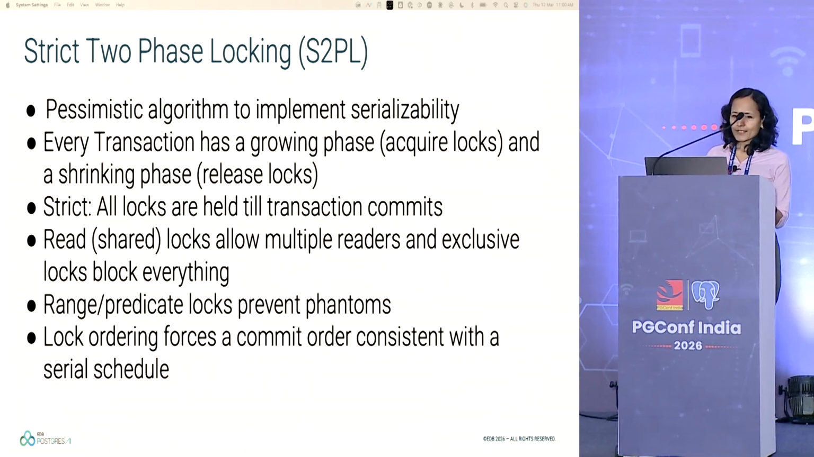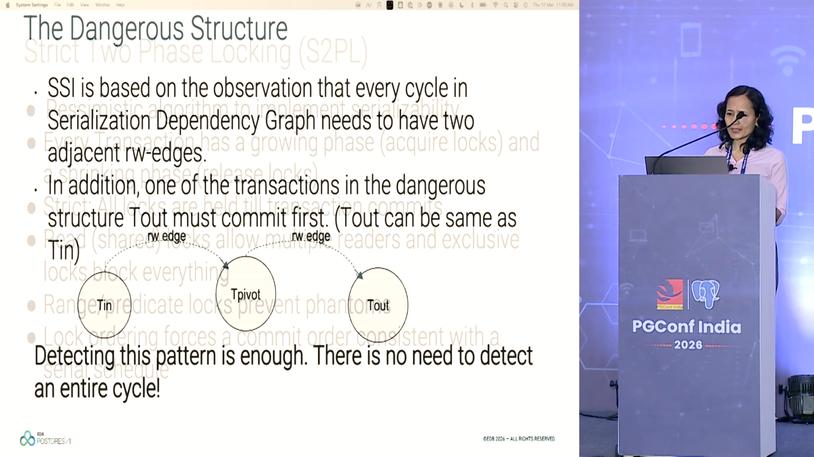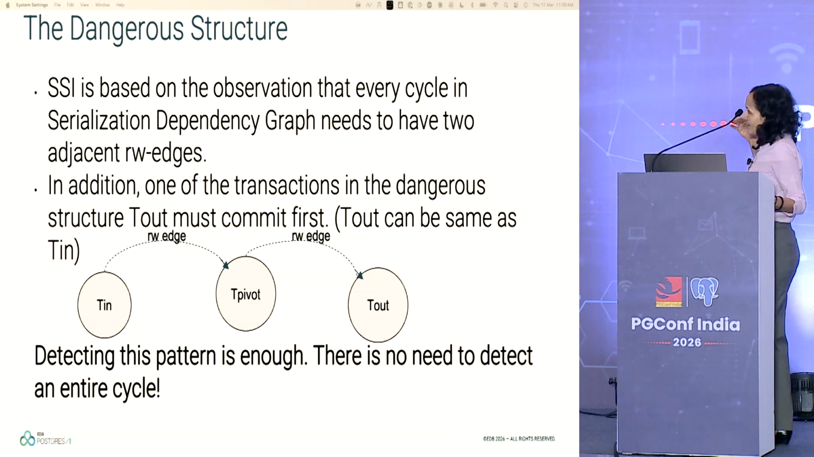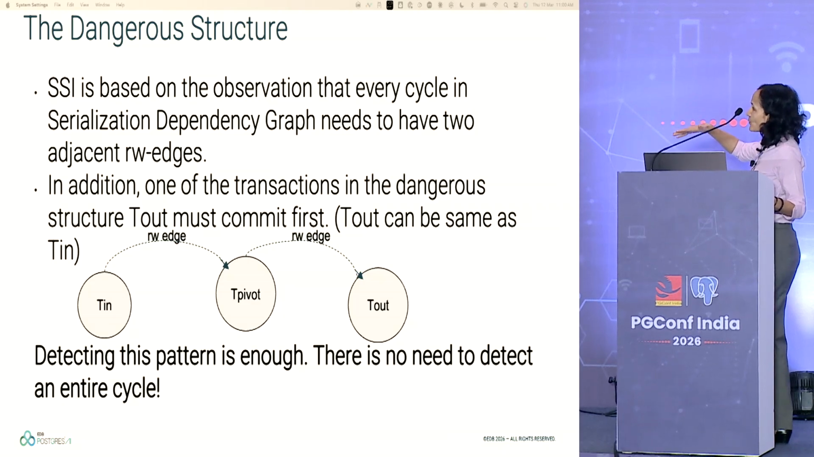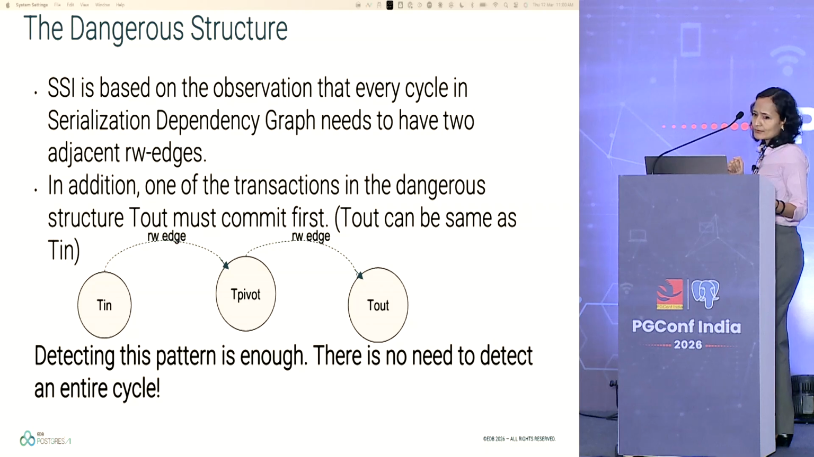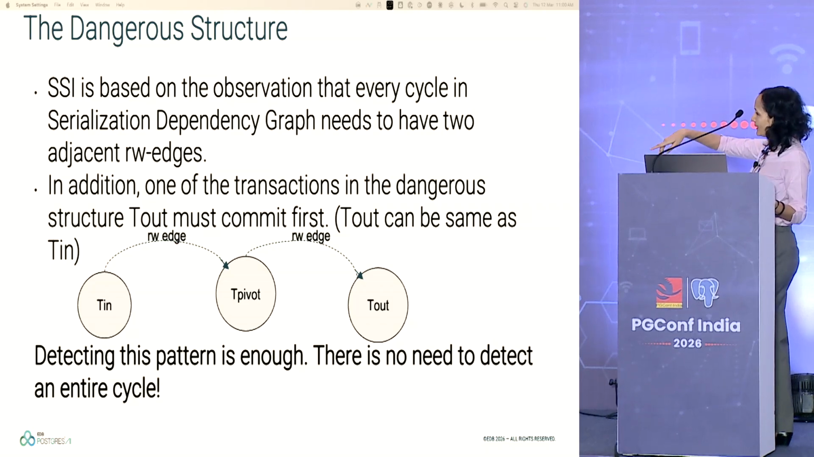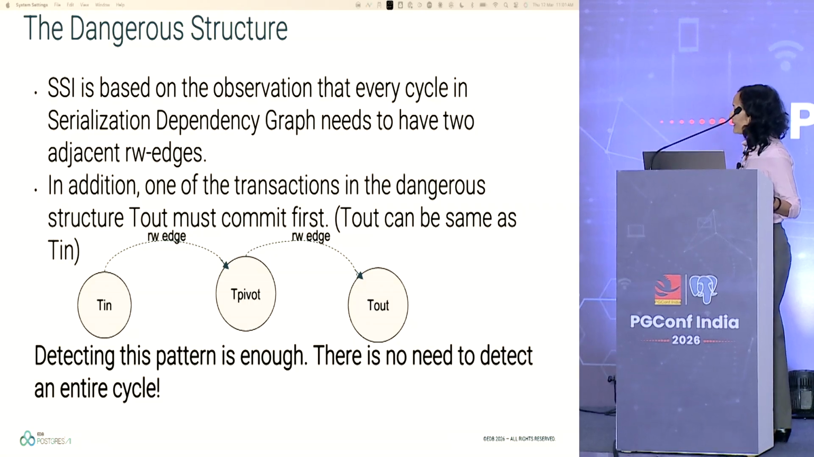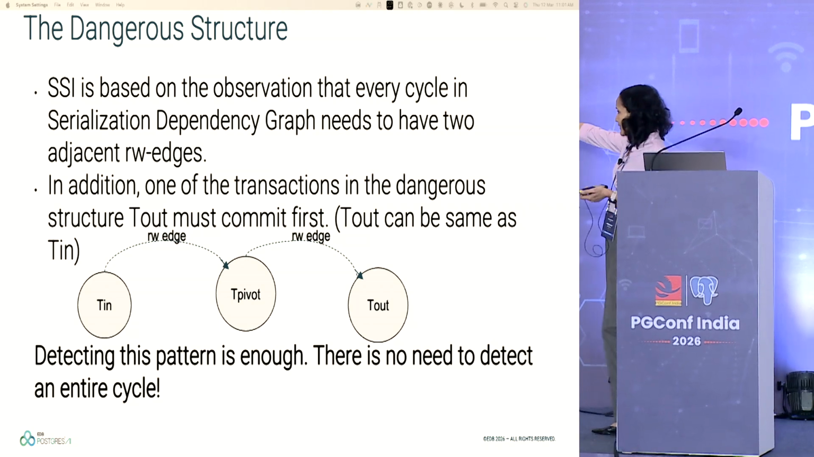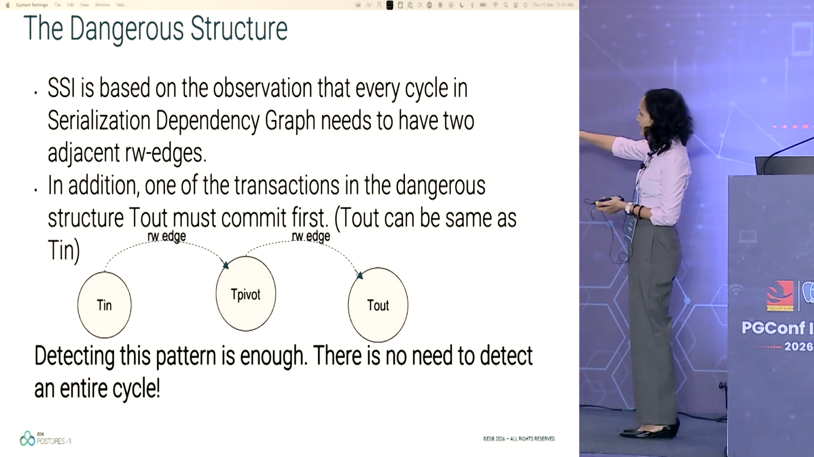In contrast, we are looking at SSI, which is a more optimistic algorithm, and it is based on the observation that every cycle in the graph that we saw needs to have two adjacent RW edges. We call the presence of two adjacent RW edges a dangerous structure. And in addition to the presence of the dangerous structure, one of the transactions, the T out transaction, must commit first.